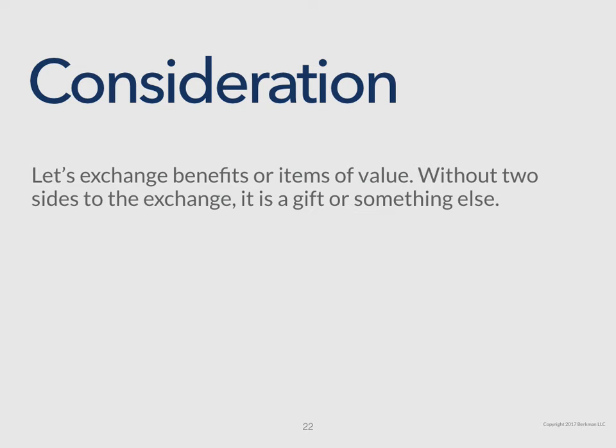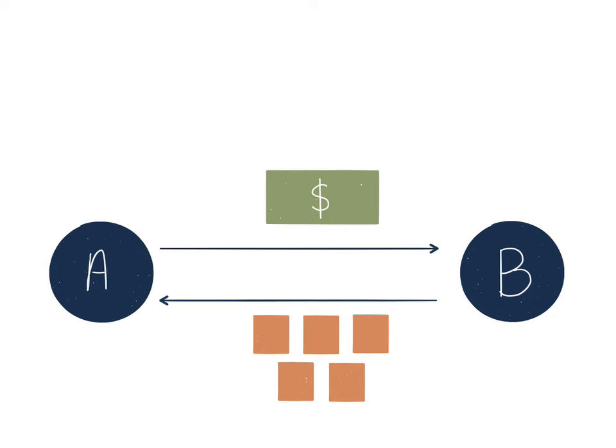And finally, there needs to be consideration. There needs to be an exchange of benefits or items of value. Without 2 sides to that exchange, it is a gift or something else entirely. And so here we have party A delivering a box of pencils, or these 5 orange blocks, and party B is exchanging money for those things, or vice versa.